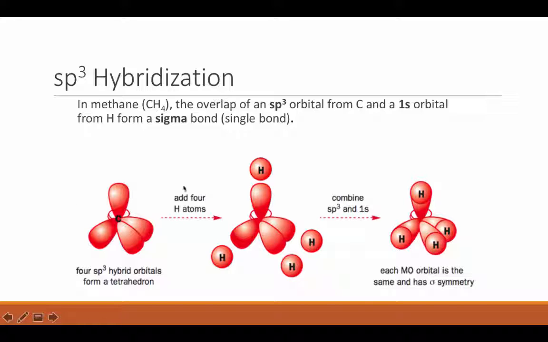So here we see our carbon with its 4 equivalent sp3 orbitals available for bonding. Each hydrogen has a 1s orbital, and here we see the overlap between an sp3 and an s, another sp3 and an s, and another, and another. This gives us 4 equivalent bonds and is consistent with our experimental data.